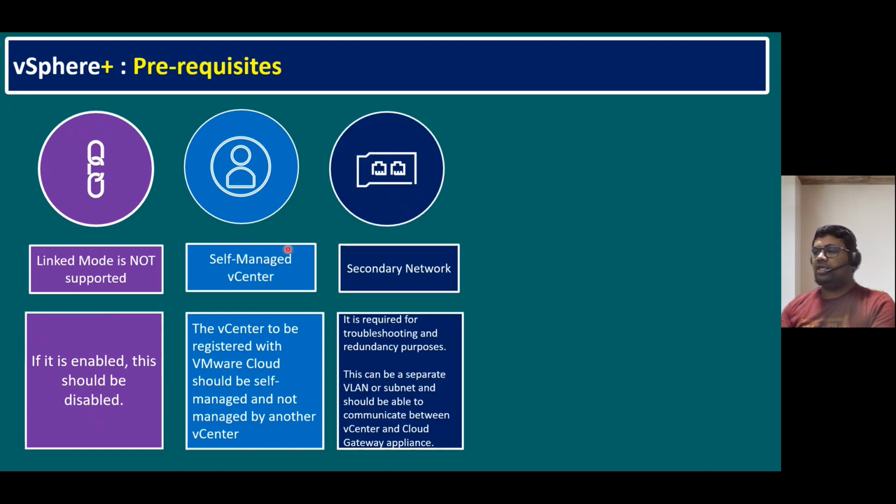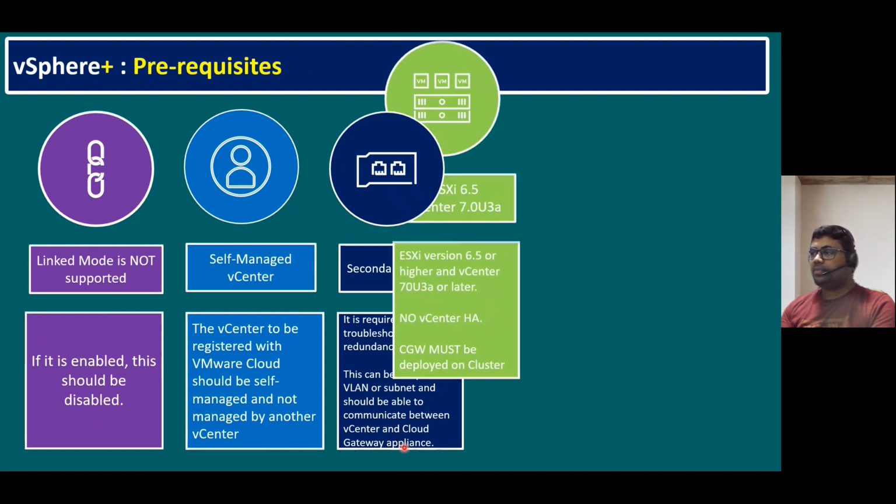And the third requirement is VMware recommends maintaining a secondary network. It is required for troubleshooting and redundancy purposes. This can be a separate VLAN or subnet and should be able to communicate between vCenter and the Cloud Gateway Appliance. The Cloud Gateway Appliance, I will explain in a subsequent slide.